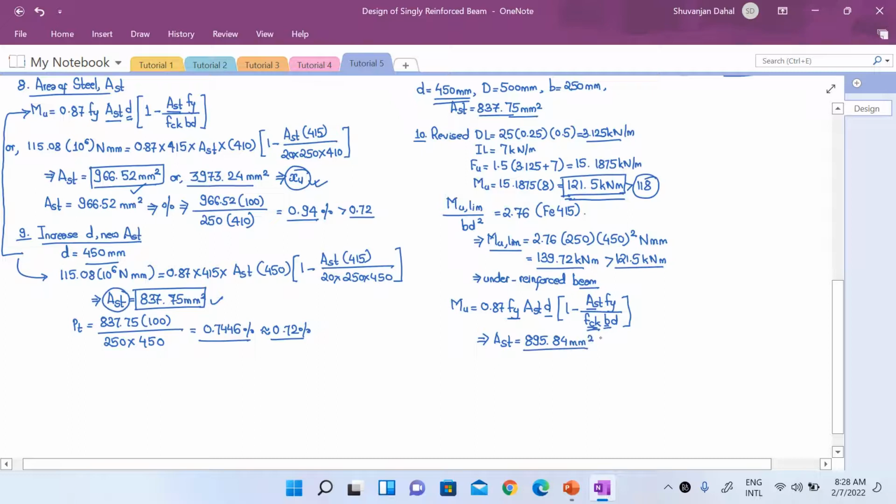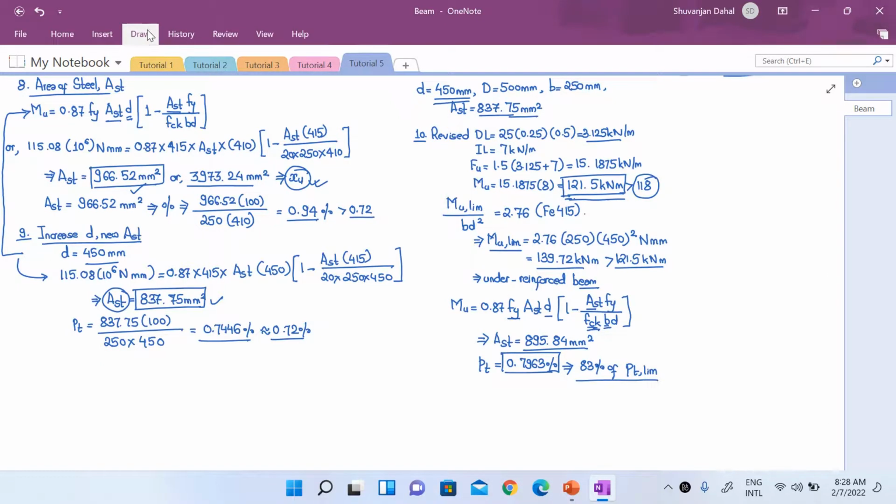This you perform in a similar manner. You will get a quadratic equation in Ast and adopt the lower value that you get as the answer. So our area of tensile reinforcement, or percentage of tensile steel reinforcement based on this area, comes out to be 0.7963%. So this 0.7963% is 83% of pt limiting. So it's okay for now. So this is our final area of tensile reinforcement.